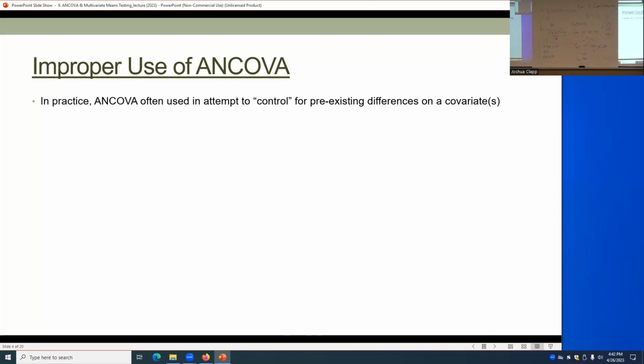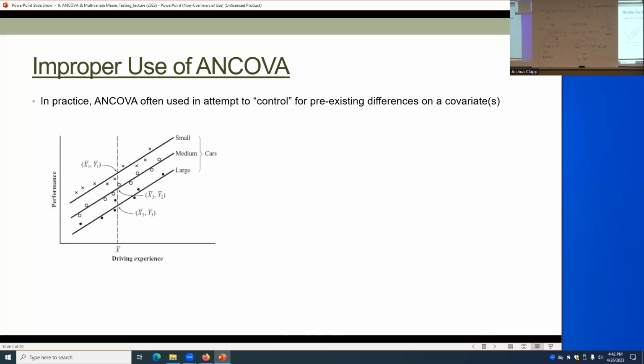but has nothing to do with the randomization, right? What folks in clinical and some other areas said was, oh hey, what I'm going to do is look at differences across these groups, but I'm going to control for this stuff to try and make everybody equal, okay?